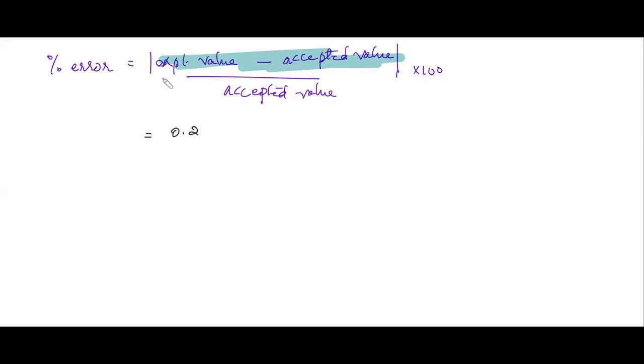Plus or minus, the modulus will be cancelling it. The modulus value will be making it positive, so we need not worry about the sign of it. By accepted value, the accepted value is 7.5. We have been using 7.5 in our calculation. So that is the accepted value, times 100. So we will be getting it as equal to 2.66%. In this, there is only one significant figure, so I can round this off to 3%. Only one significant figure has to be retained, so I'm just rounding it off to 3%.